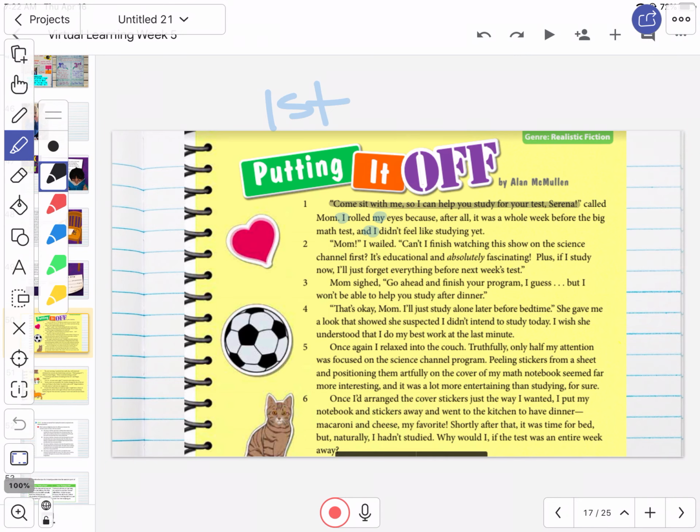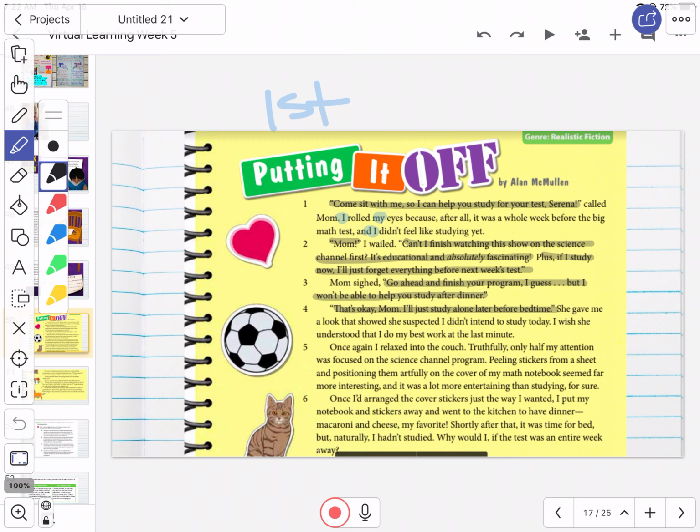"Mom," I wailed. "Can I finish watching the show on the Science Channel first? It's educational and absolutely fascinating. Plus, if I study now, I'll just forget everything before next week's test." Mom sighed. "Go ahead and finish your program, I guess, but I won't be able to help you study after dinner." "That's okay, Mom. I'll just study alone later before bedtime." She gave me a look that showed she suspected I didn't intend to study today. I wish she understood that I do my best work at the last minute. Once again, I relaxed on the couch.